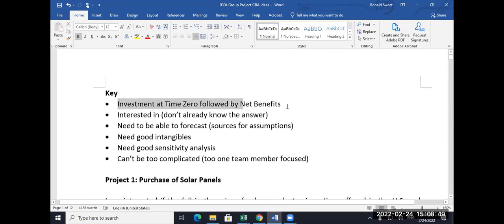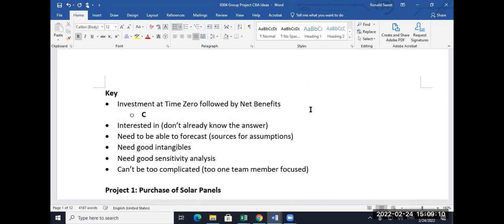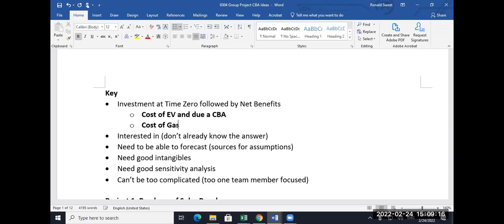You have to have an investment at time 0. So you can't do an EV if an EV is cheaper than a gas car and it saves you gasoline, because then you're saving money at time 0, and then you're saving money in the future. Everything's a positive cash flow. But if an EV costs more than a gas car, then what's your cost up front? You don't do the cost of an EV and do a CBA, and then you do a cost of a gas car.